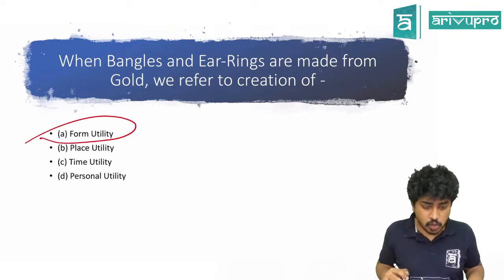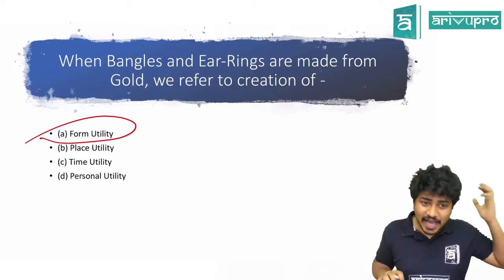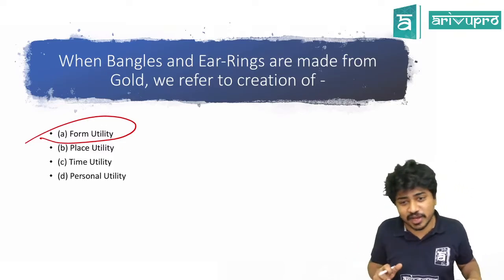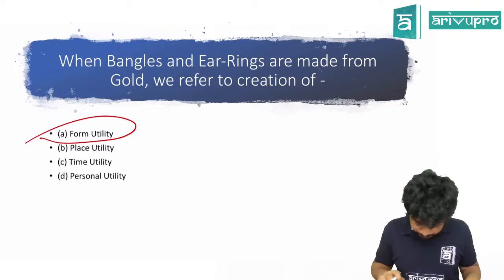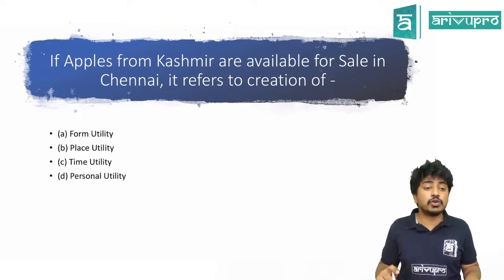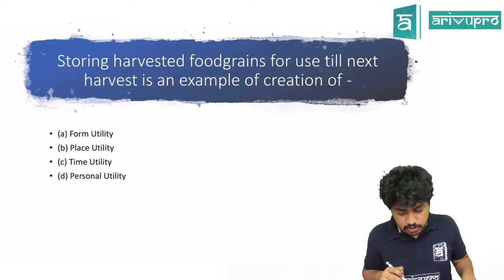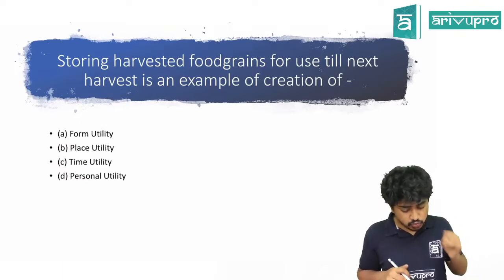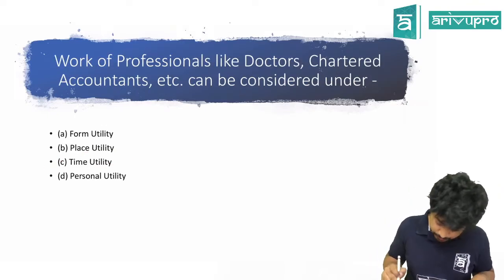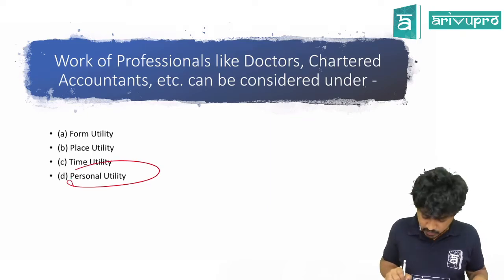When bangles and earrings are made from gold, we refer to the creation of what? Form utility. They are talking about bangles made from gold, not the extraction of gold, the example I gave earlier, which was place utility. Here, from gold they are making bangles. That is form utility. If apples from Kashmir are made available for sale in Chennai, it is the creation of place utility, from one place to another. Storing harvested food grains for use till the next harvest is an example of time utility. Work like that of professionals, doctors and chartered accountants, is considered personal utility. See how questions are asked?